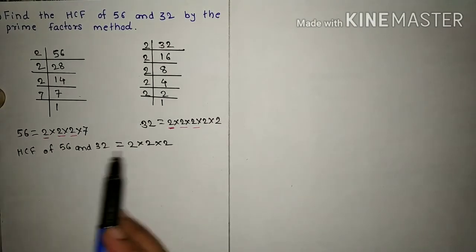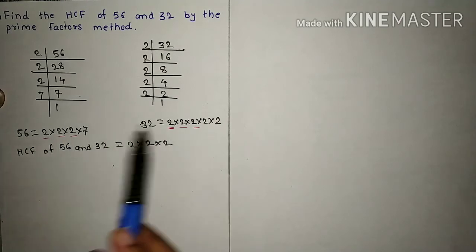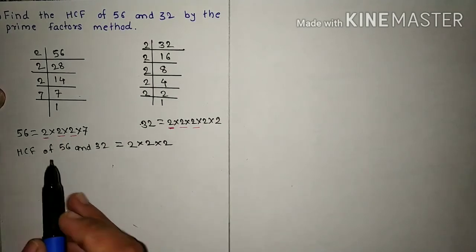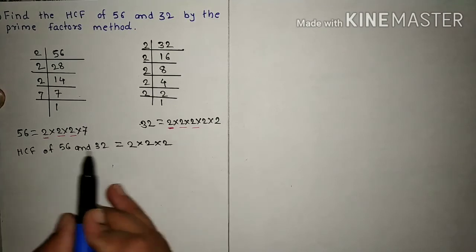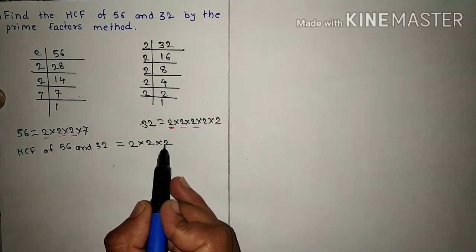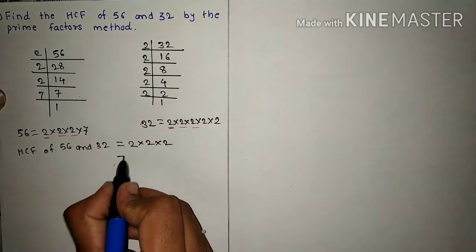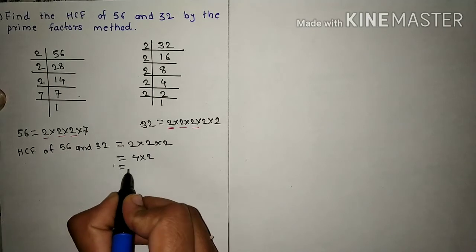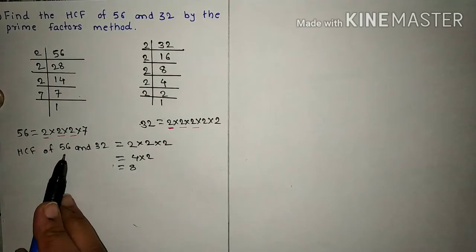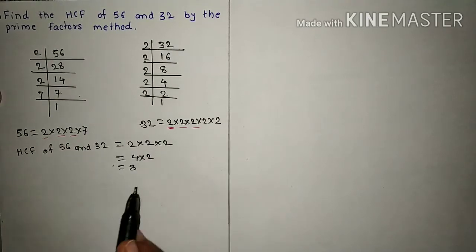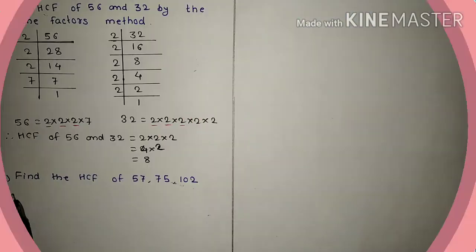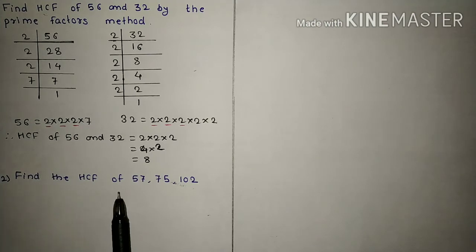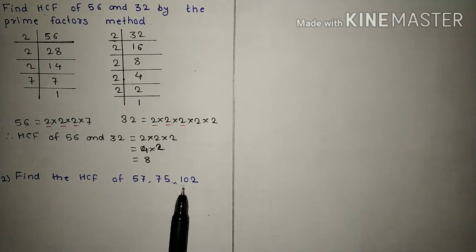Means HCF is multiplication of common factors. Okay. Therefore HCF is what? 2 into 2 into 2. 2 into 2 is 4. 4 into 2 is 8. Therefore HCF of 56 and 32 is 8. Now see another example. Next example, find the HCF of 57, 75 and 102.